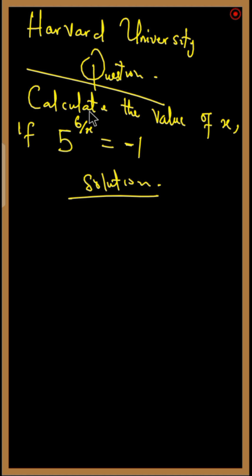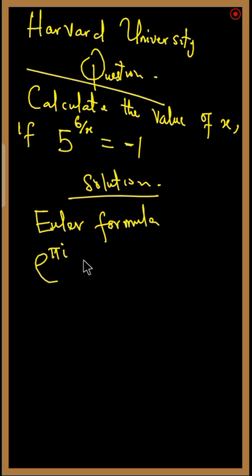Based on observation, we can see that the left hand side of the equation is an exponential, while the right hand side of the equation is minus 1. The first thing we are going to do here, we should recall Euler's formula. The Euler formula is e raised to power pi i, plus 1 is equal to 0. That's what we are going to apply in order to solve this question, because there is no way forward except if we use this.